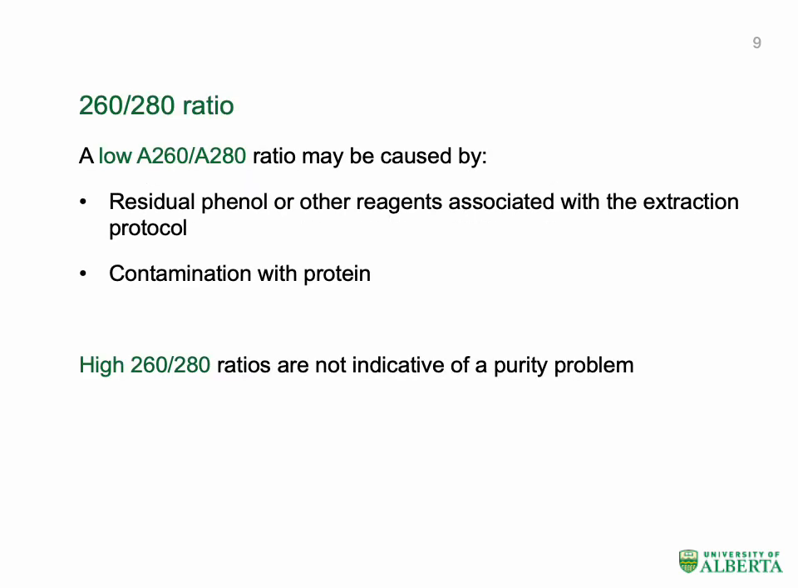For DNA, a 260 to 280 ratio of approximately 1.8 is generally accepted as pure, whereas for RNA, a ratio of approximately 2.0 is accepted as pure. A low 260 to 280 ratio can be caused by the presence of nucleic acid extraction reagents such as phenol, or by the presence of proteins. An increased 260 to 280 ratio is not associated with contamination, but could indicate a problem with your spectrophotometer.